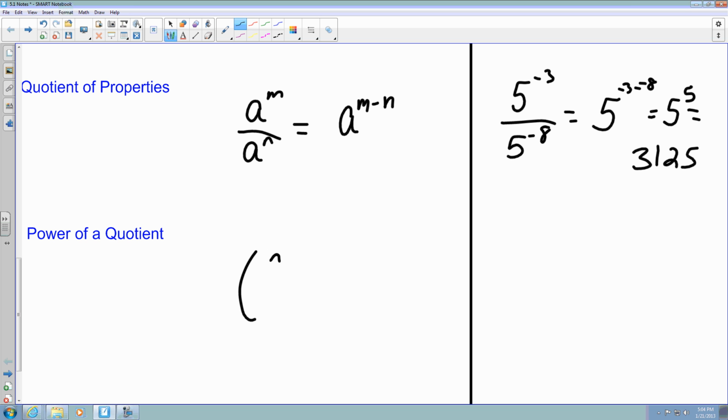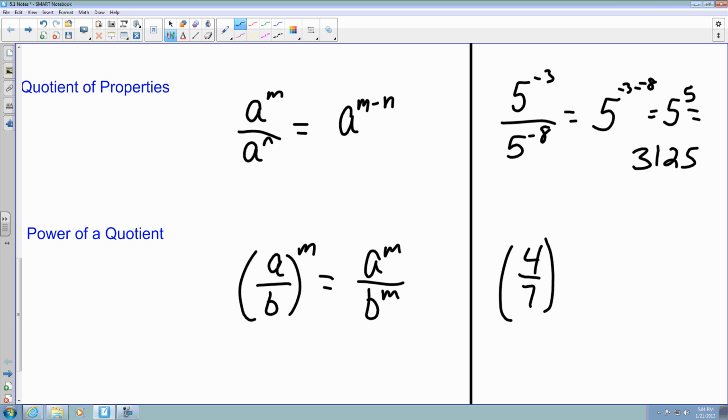And then the last one we had is the power of a quotient, which states that, say we had a divided by b in parentheses all to the m power. This just means that the exponent m gets attached to both our a and b, so this ends up equaling a to the m divided by b to the m. And if we had numerical values, say we had 4 divided by 7, and then we squared it, this would end up equaling 4 squared divided by 7 squared, so this ends up equaling 16 over 49. Okay?